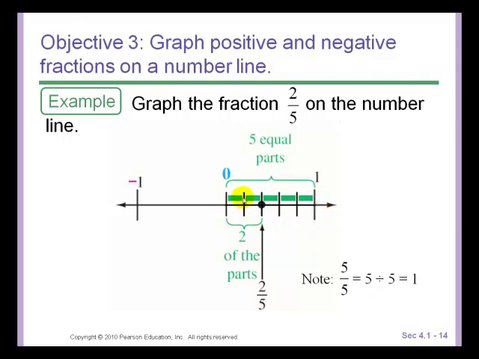A quick note, this would be 1/5, this is 2/5, this is 3/5, this is 4/5, and this would be 5/5. But notice that 5/5, that fraction bar is just division, and 5 divided by 5 is 1. So 5/5 is 1. That is a good way to check if you have your dividers in the right spot. We have 1/5, 2/5, 3/5, 4/5, 5/5. 5/5 should be in the same location as 1.